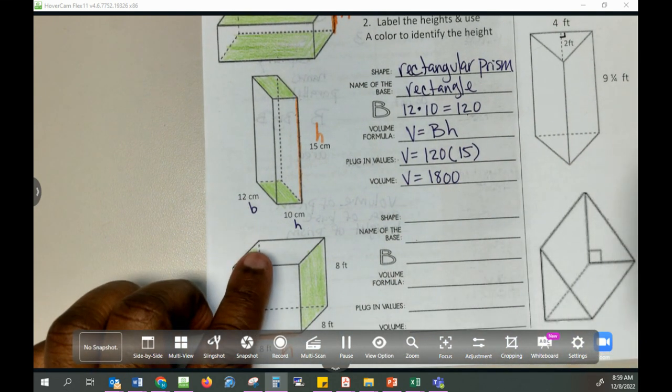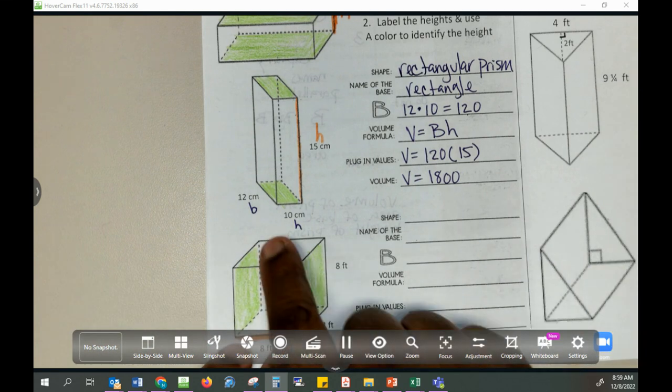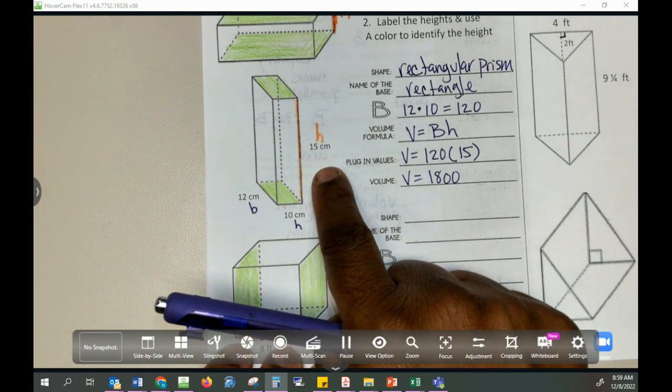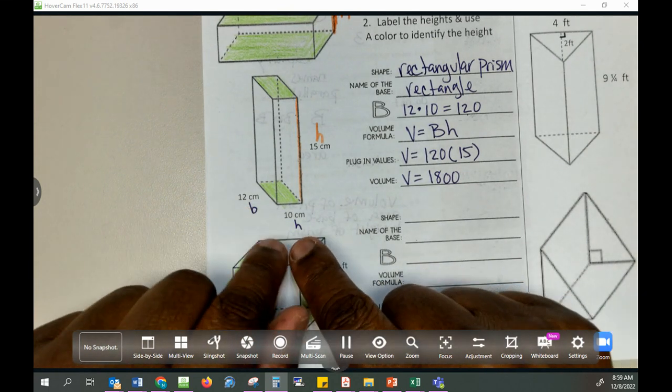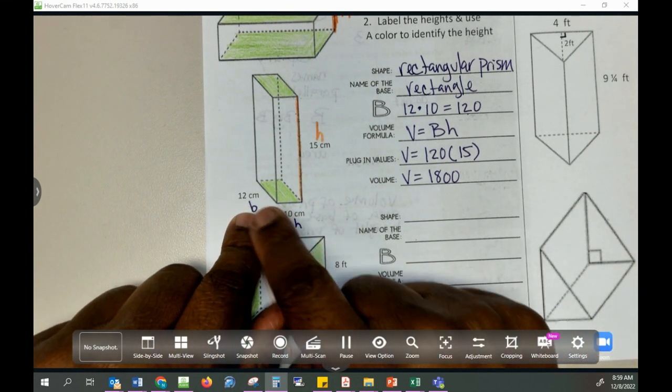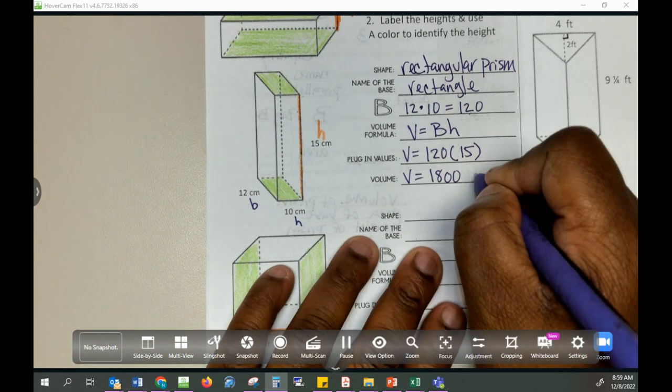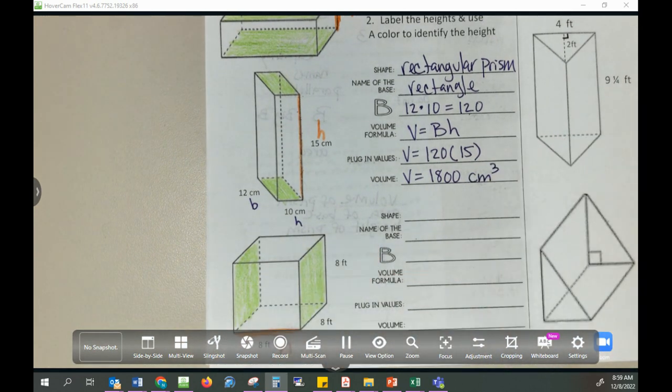But remember, one thing we got to know is these are in cubics, because why? I'm multiplying three numbers together, unlike area where we're multiplying two numbers. When I multiply three numbers, I would say centimeter cube or cubic centimeters.